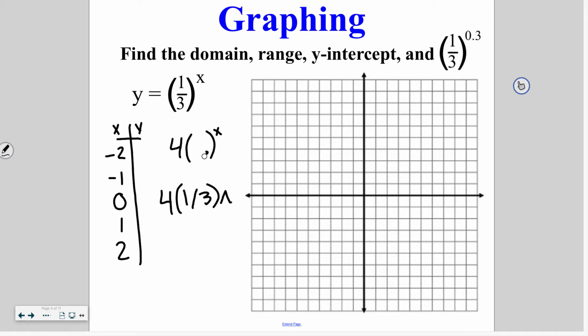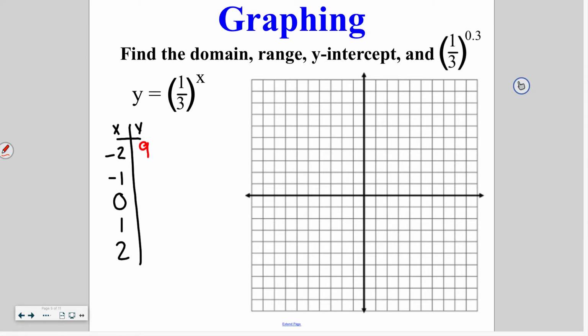This would work the same even if it wasn't a fraction. So if it was 4 and then x to the second, we would still, when we typed into the calculator, leave those parentheses around the 2, but not around the 4. So that's just a quick note on typing things into the calculator. So for the second one, we are going to plug in 1/3 to the negative second power, and that's going to give us 9.